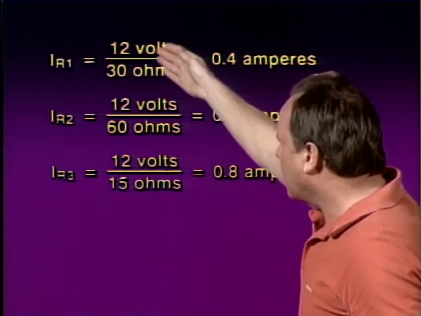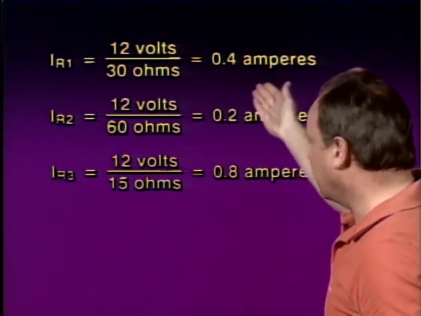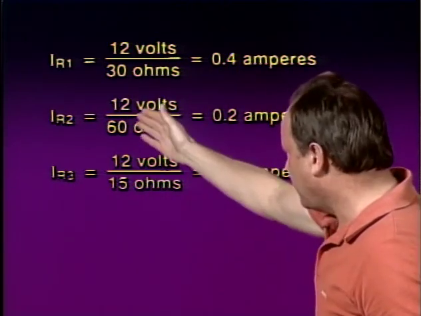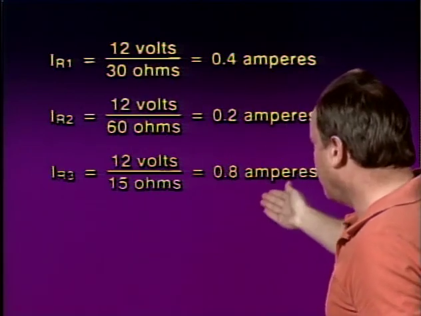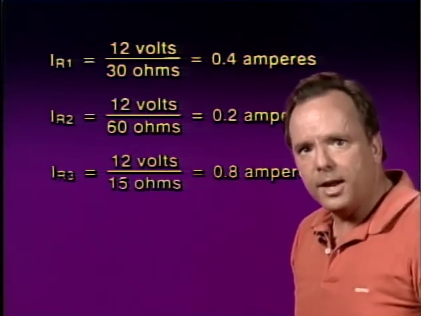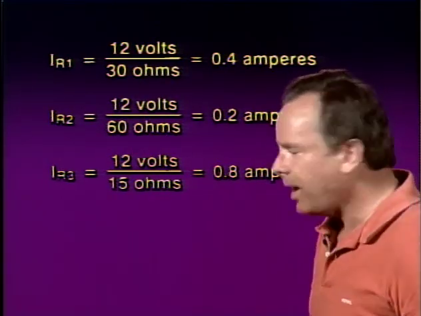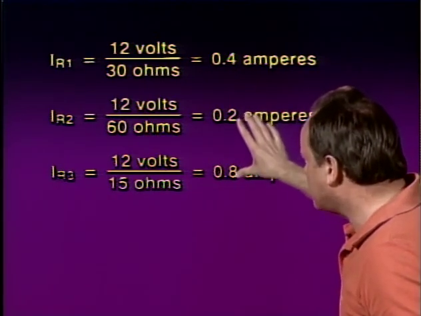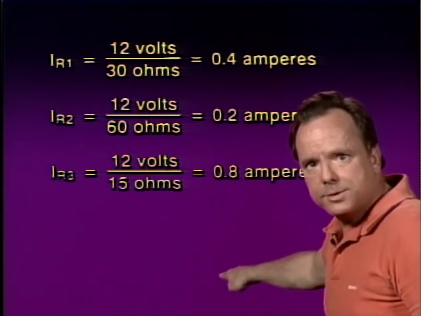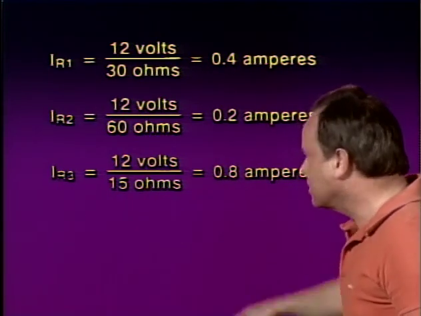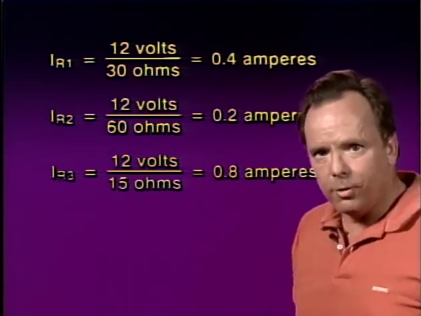With your electronic calculator, 12 divided by 30 comes out to 0.4 amps. 12 divided by 60 comes out to 0.2 amps. 12 divided by 15 comes out to 0.8 amps. So to get the total current through the entire thing, you add them up. 8 and 2 is 10, and 4 makes 1.4 amps. So the total current through that circuit was 1.4 amps.